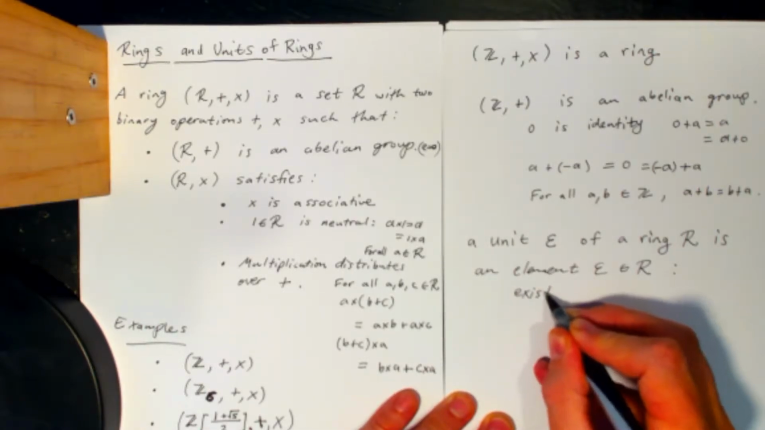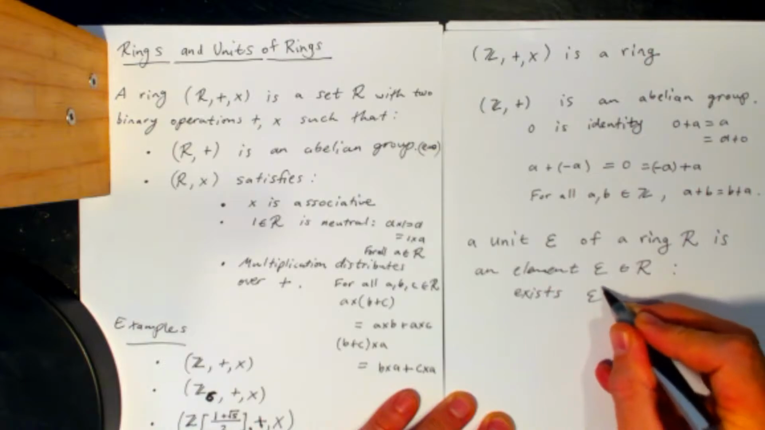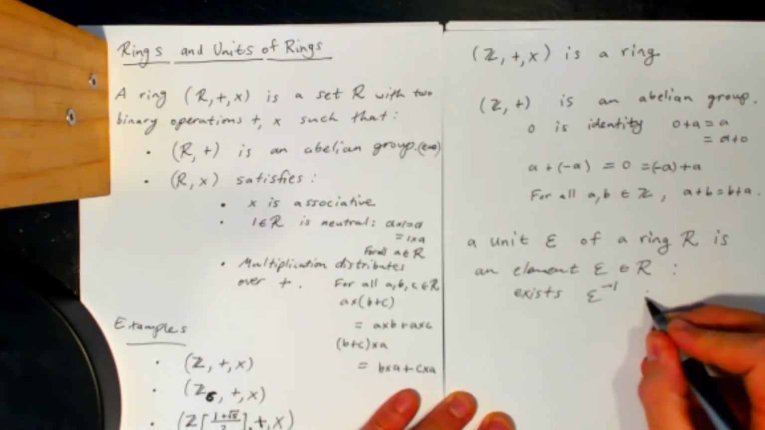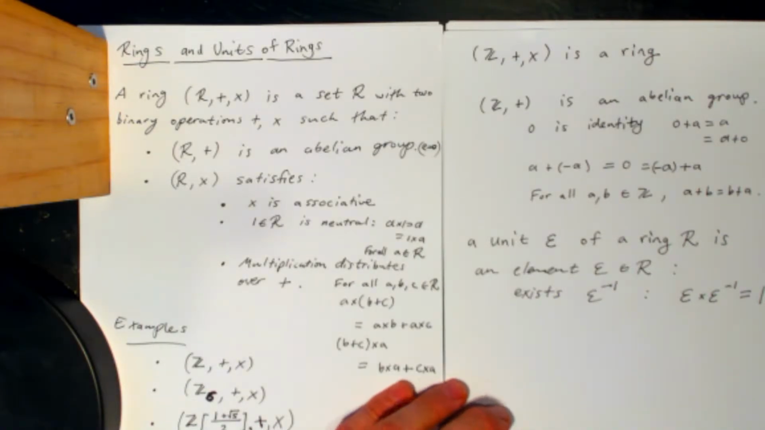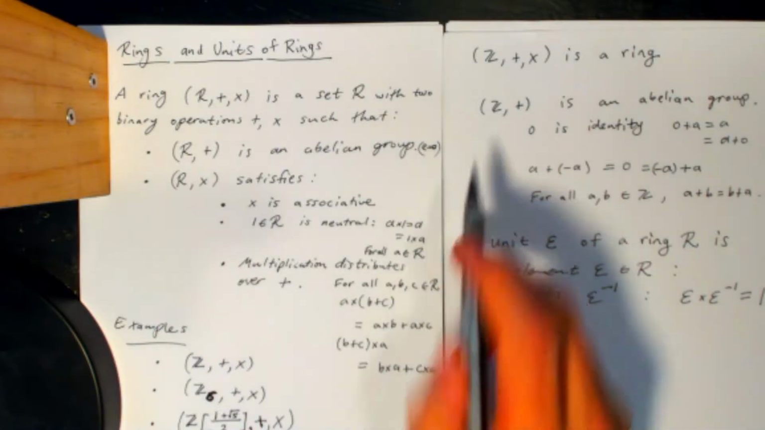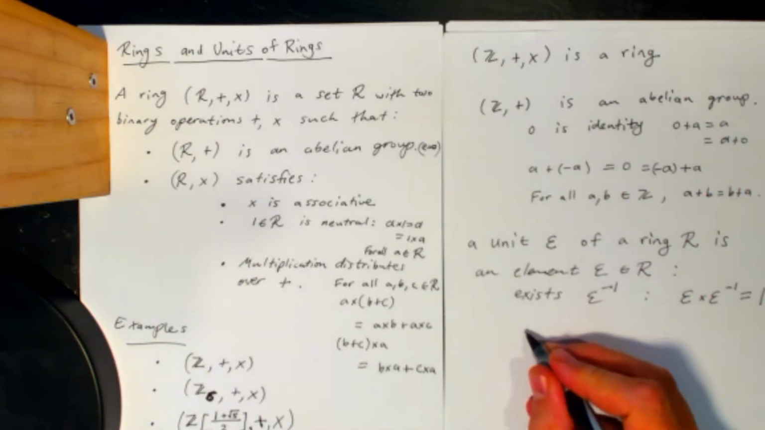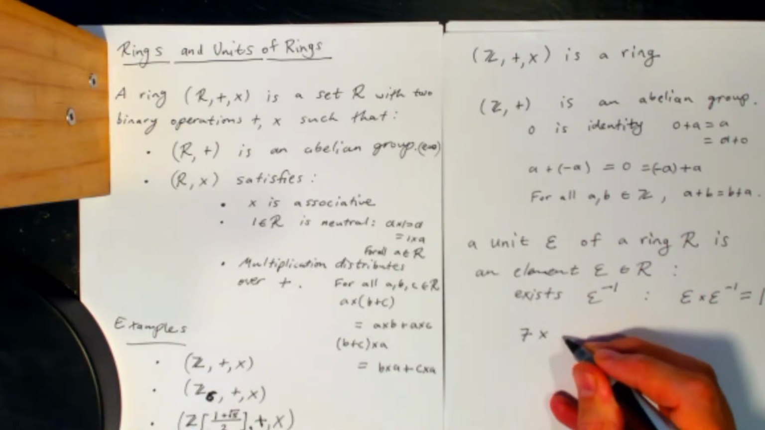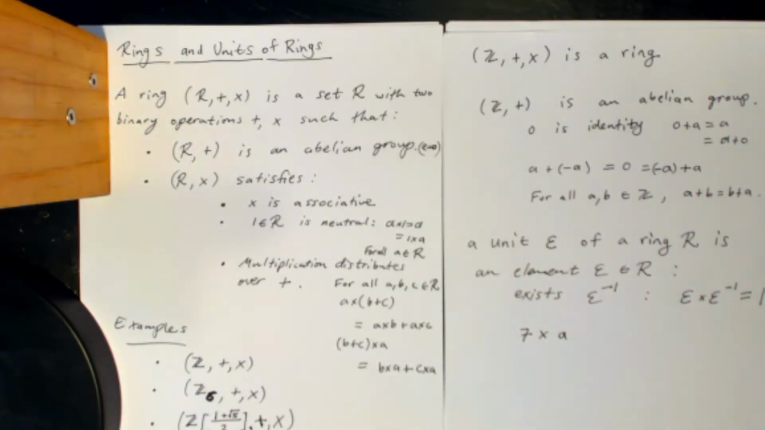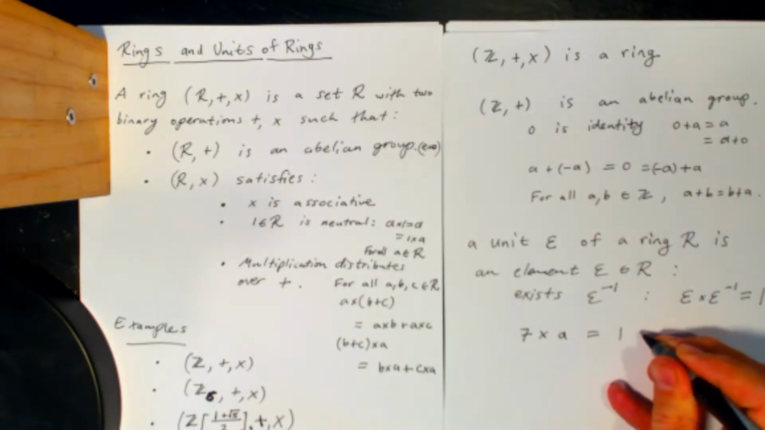Exists ε⁻¹ such that ε times ε⁻¹ is equal to 1. Now, not every element has a multiplicative inverse, only some of them do. Because if you think about the integers, just take the number 7 for example. Does there exist an integer a such that 7 times a is equal to 1?